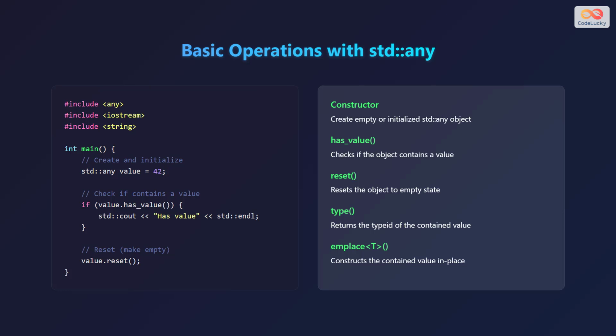There are several methods available for working with std::any. These include the constructor, which creates an empty or initialized std::any object, has_value, which checks if the object contains a value, reset, which resets the object to an empty state, type, which returns the type ID of the contained value, and in_place, which constructs the contained value in place.